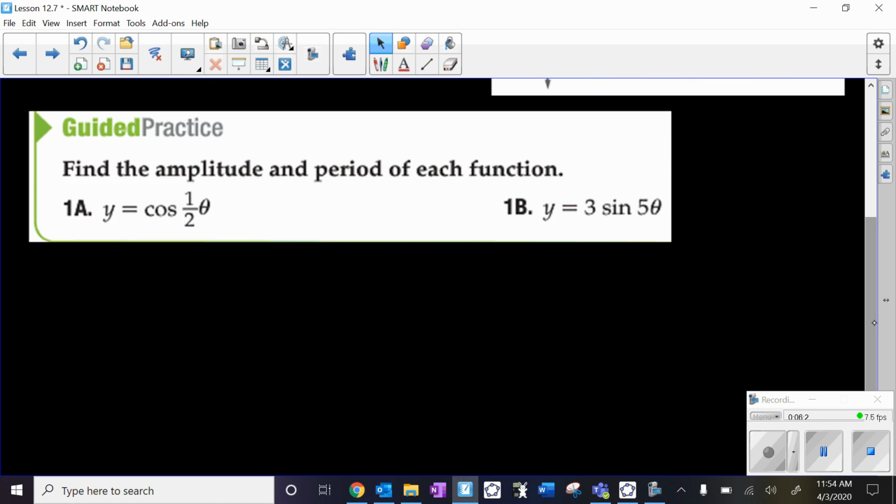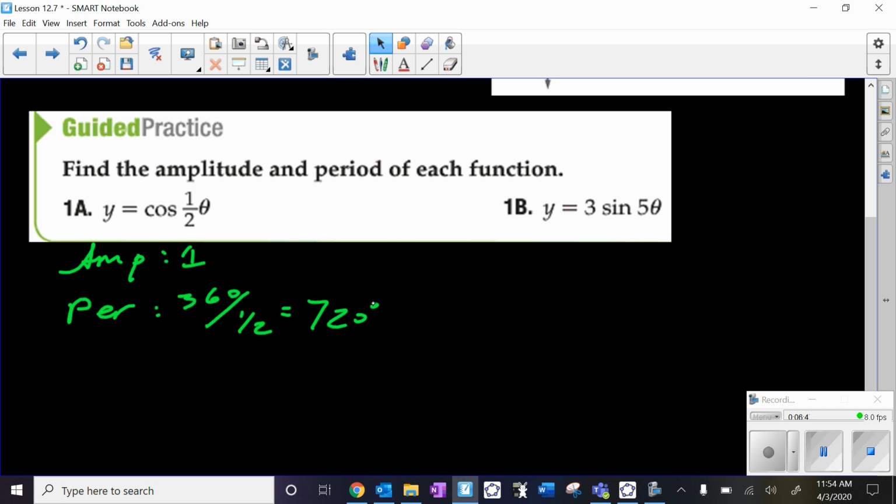We'll do a couple more. 1a, just again stating what is the amplitude and what is the period. Since there is no a value in front, we treat it like it's 1. Amplitude is 1. For period, we're going to take 360 divided by a half. If we do that, 360 divided by 0.5 is going to get us 720 degrees. So every 720 degrees, we're going to start over again.